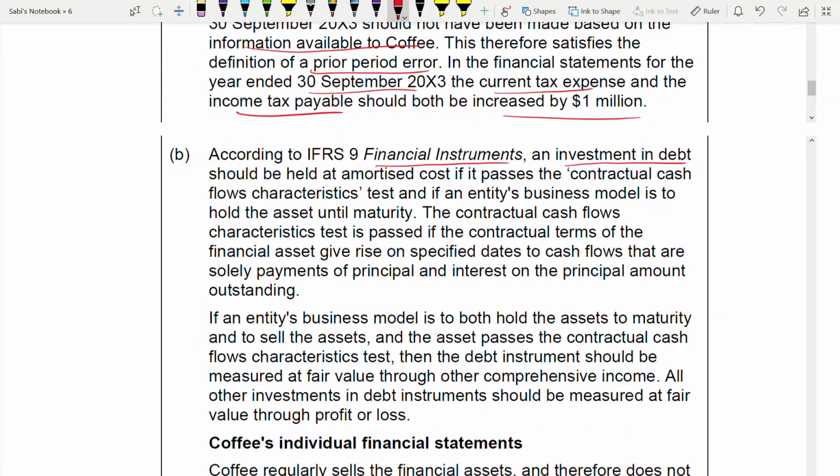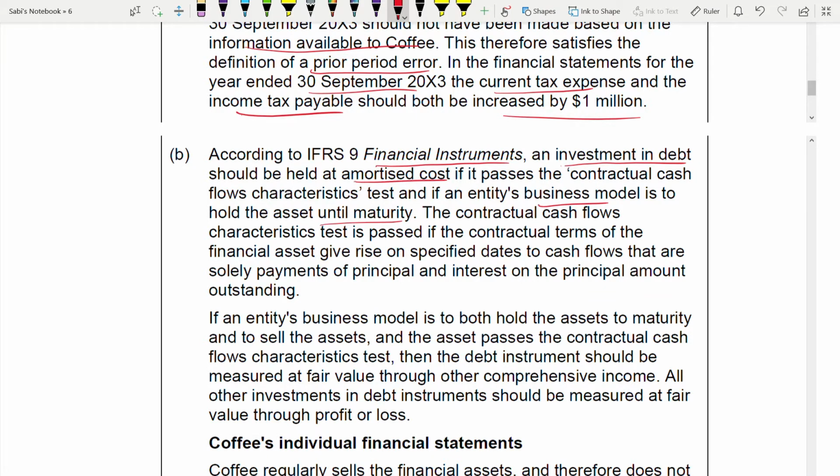Okay, and since you are holding it until the maturity, that is your business model, you shall hold this at amortized cost. Remember, there are three methods: fair value through profit and loss, fair value through other comprehensive income, and amortized cost. Since you are holding it until maturity, not selling the debt, the loan, in between, you shall hold this loan asset at amortized cost, because the business model is to hold until maturity.